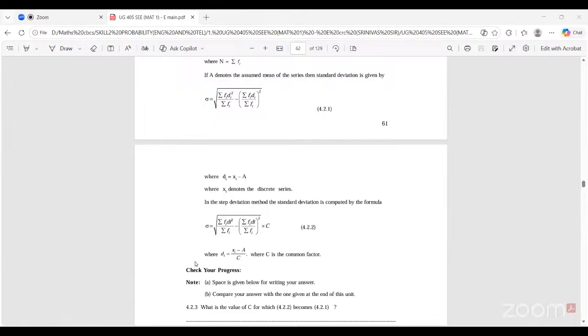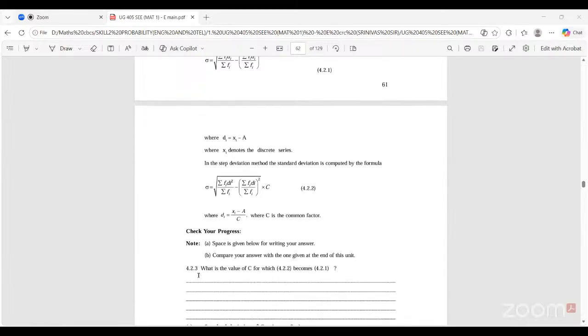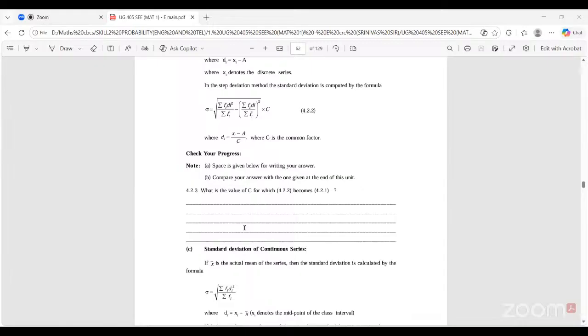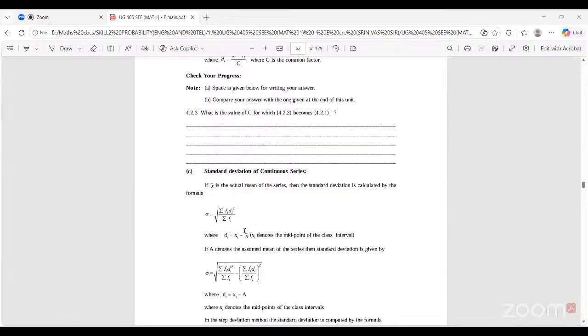The standard deviation is the square root of summation of fi di square by summation of fi minus (summation of fi di by summation of fi) whole square, into c. Here d is equal to xi minus A, where c is the common factor we are writing here. So now the standard deviation for the continuous series. X bar is the actual mean of the series, and the standard deviation is calculated by the formula we are taking here.